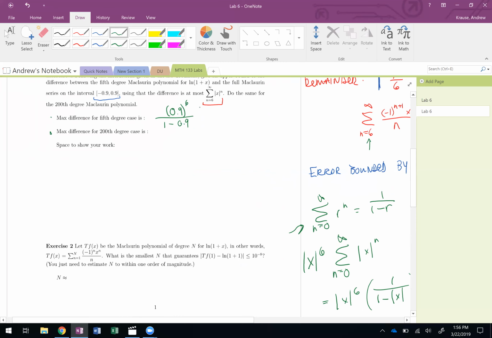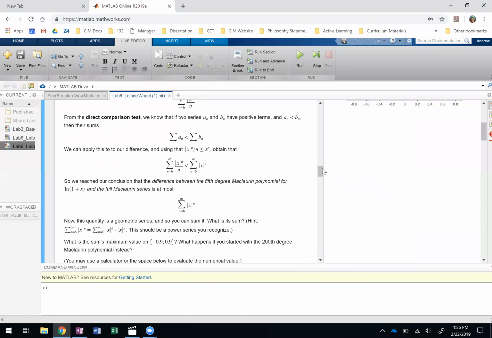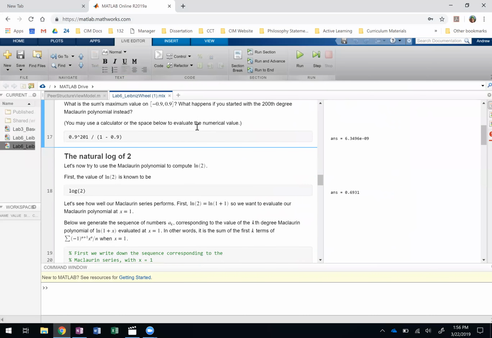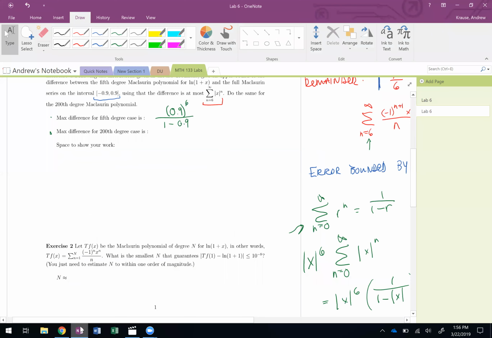And let's go ahead and look at the MATLAB calculation of that. So if I get 0.9 raised to the 6th power divided by that term there, let's go ahead and run that section. I get that my error is 5.3. It's quite a big error. So a 5th degree polynomial is not a very good estimate of the actual value.